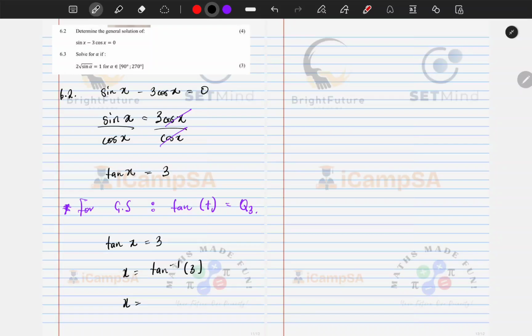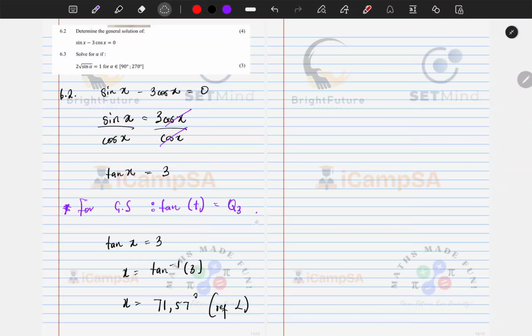Your calculator should give you, okay, it's tan inverse of 3. Right, it's going to be 71.57 degrees, right? So this is your reference angle, right? And then if we are looking at our general solution, so tan is positive in 2 quadrants, right? It's going to be quadrant 3 and quadrant 1. Yeah, I may have missed that.